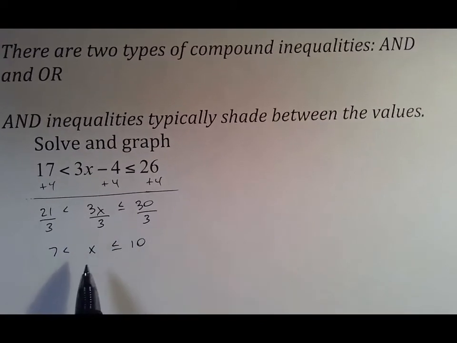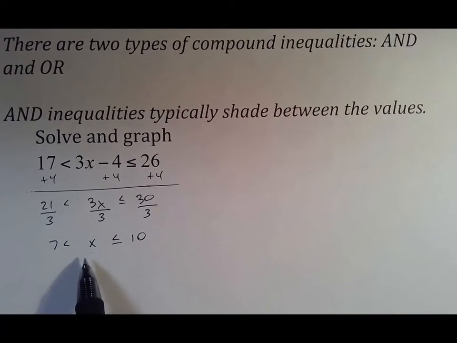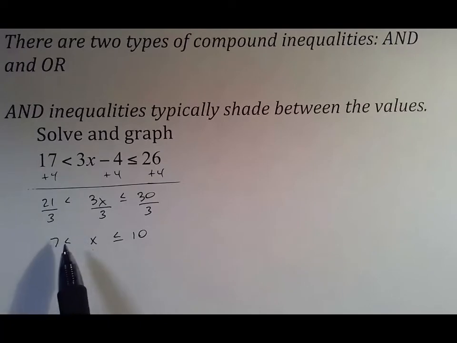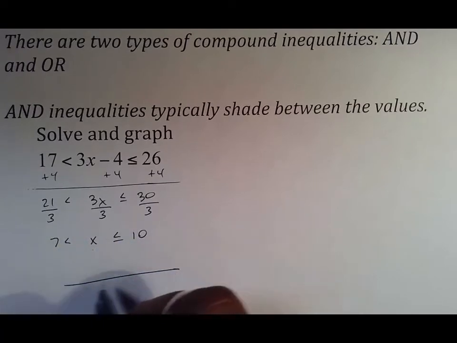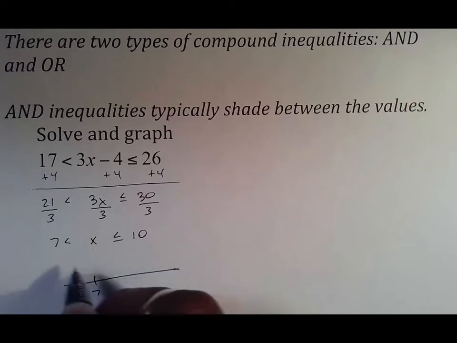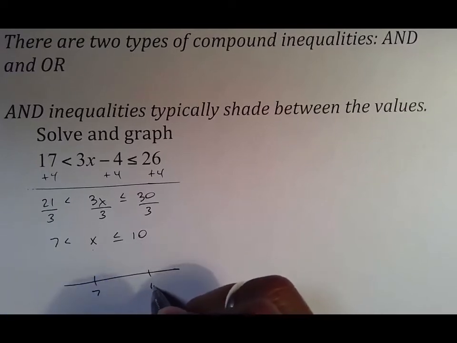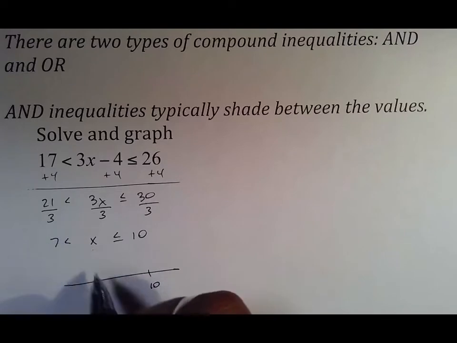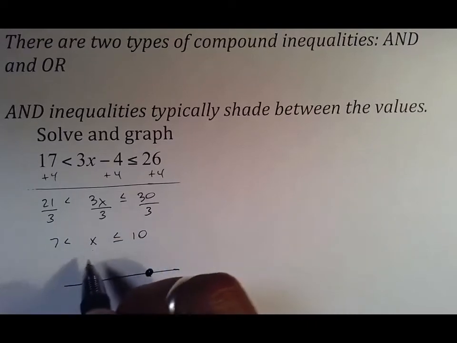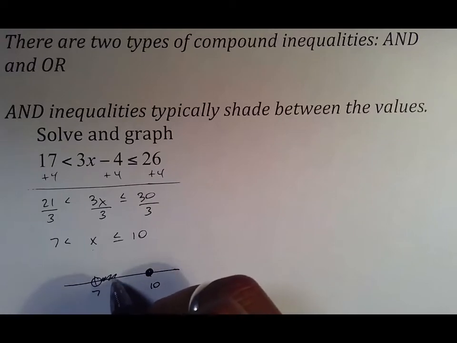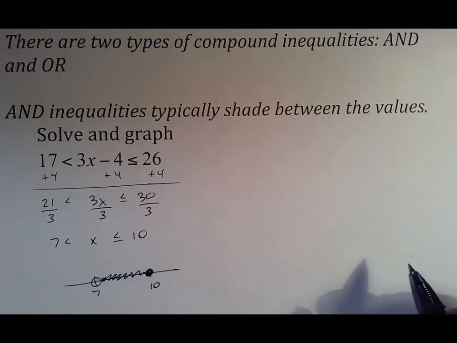When you go to graph this, the reason you know it has to shade in between is because notice that x is in between two numbers. Anytime you do that, it's always smaller number first, bigger number second. Copy the sign for 7, which is an open circle. Do the sign for 10, which is a closed circle. And again, x is between 7 and 10, so it's going to fit there.